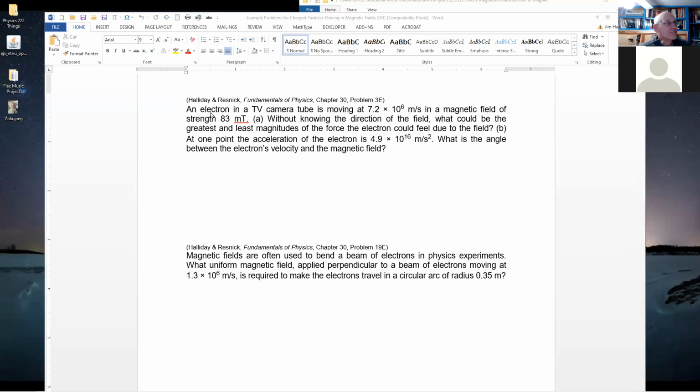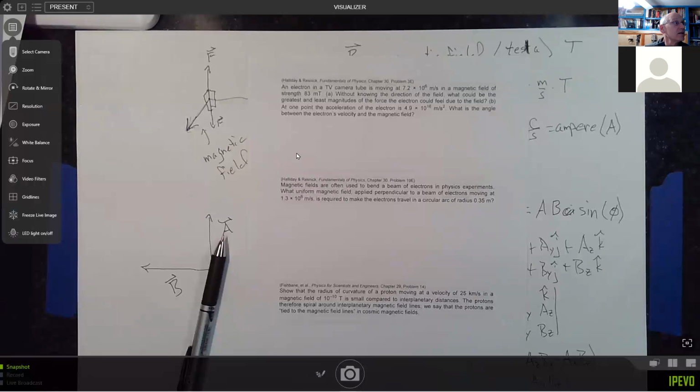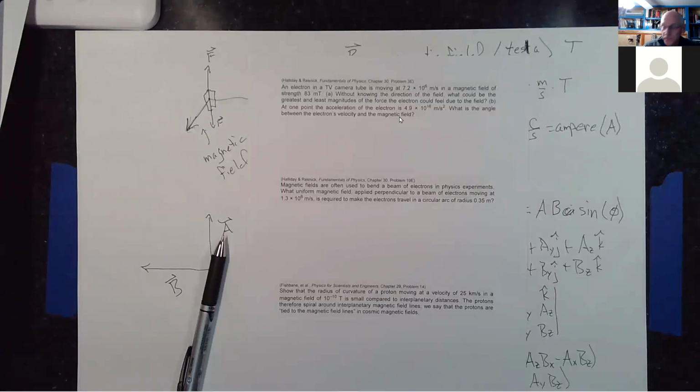Anyway, we've got an electron in this TV camera tube going at a pretty good clip, with a magnetic field of strength 83 millitesla. Without knowing the direction of the field, what could be the greatest and least magnitudes of force the electron could feel due to the field? Well, that's kind of interesting. I'm going to switch back to the IPEVO to answer that, and zoom in on this. Hopefully you can read that on there.